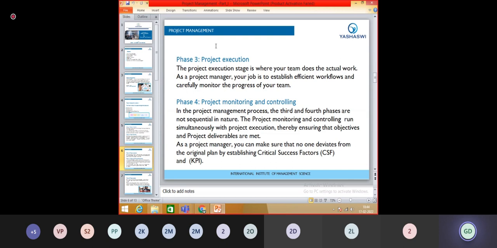As a project manager, you can make sure that no one deviates from the original plan by establishing critical success factors and KPIs. Does anyone know what critical success factor and KPI mean? Sir, KPI is nothing but the key performance indicator. Yes, key performance indicator of the business. And what are the critical success factors?